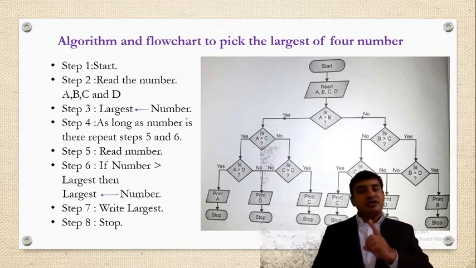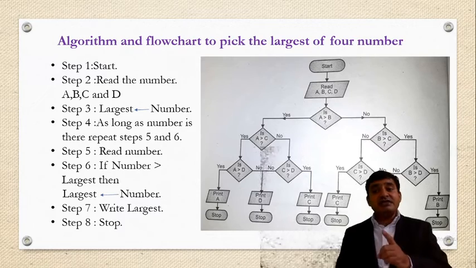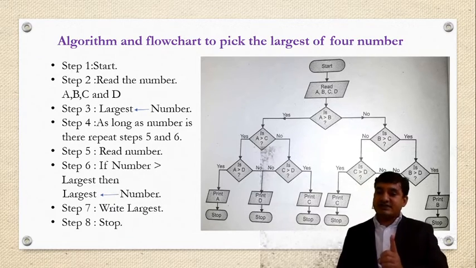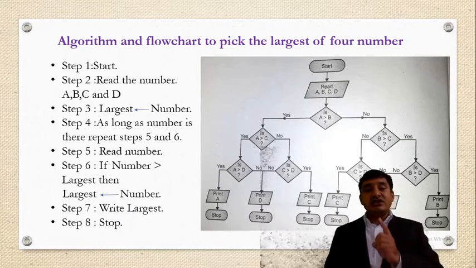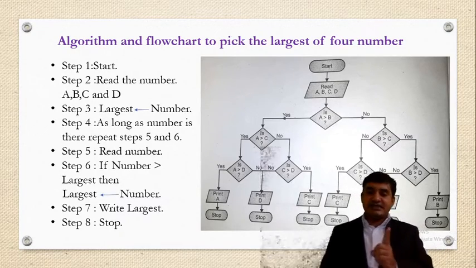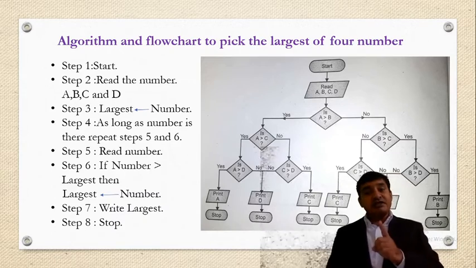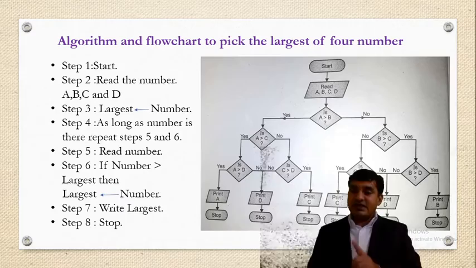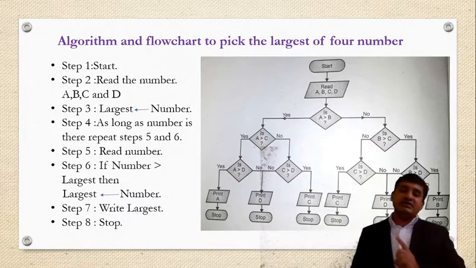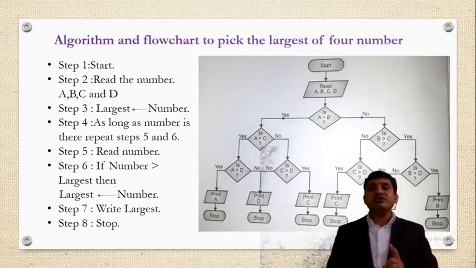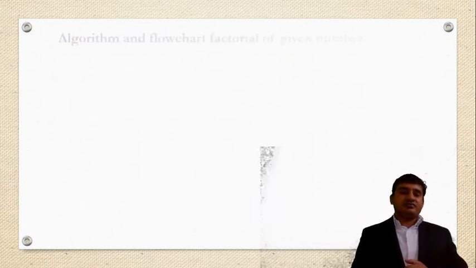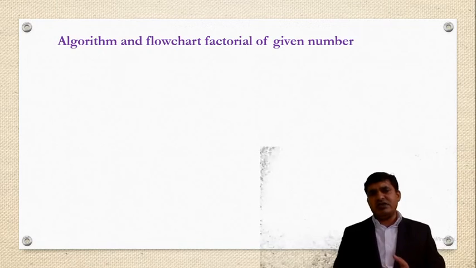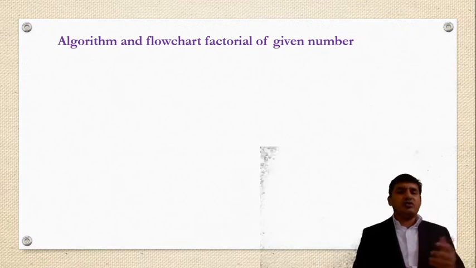If A is greater than C is false, then check the second condition: is C greater than D? Yes, then C is the largest. But if C is greater than D is false, then print D is largest. So this is the algorithm and flowchart to find the largest number from the 4 numbers.